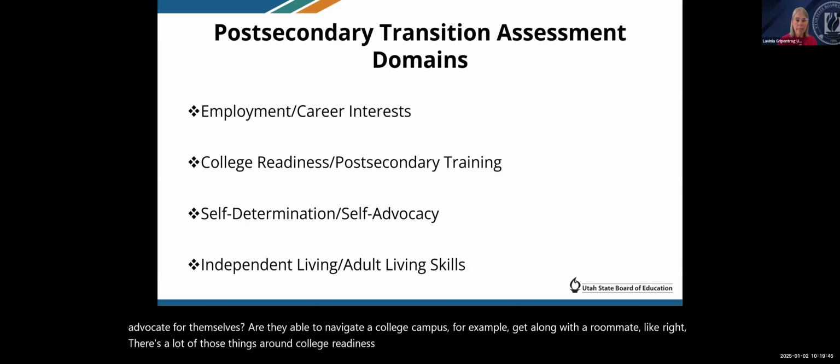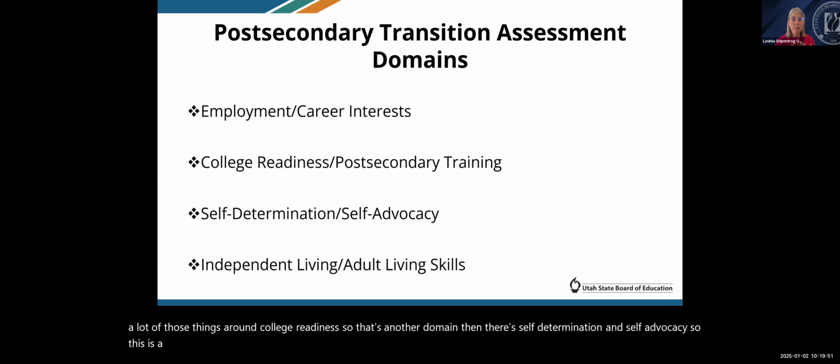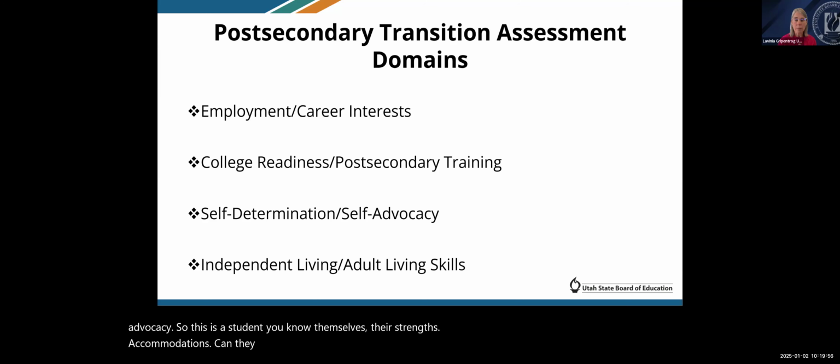So that's another domain. Then there's self-determination and self-advocacy. So does the student know themselves well, know their strengths, know their accommodations? Can they ask for help? Do they do that appropriately? So that's around self-determination and self-advocacy, a super important domain.